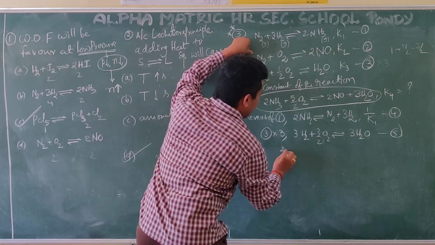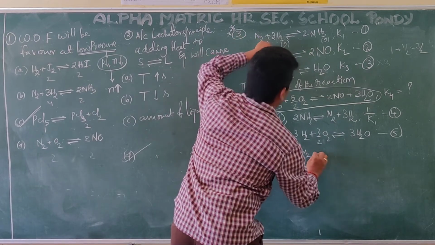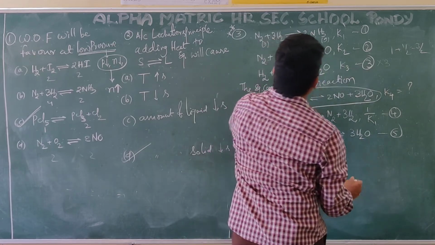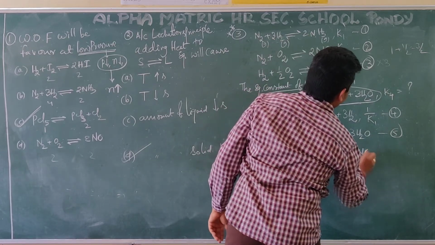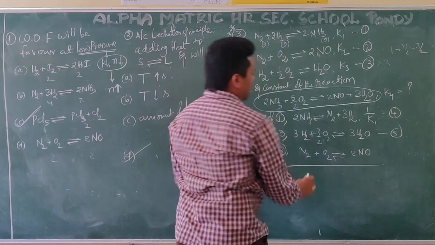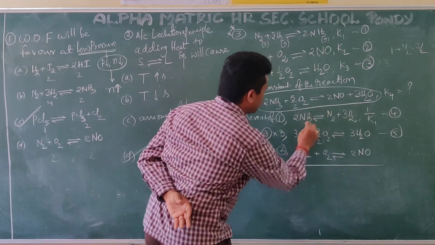Write the second equation as it is. What I am writing? N2 plus O2 gives, what is coming here? 2NO. You add all these things. Add means how to add? Left side part to left side, right side part to right side. I am writing here. What is that?